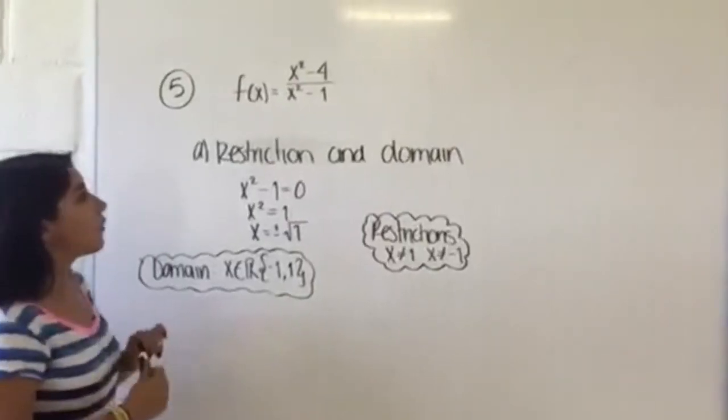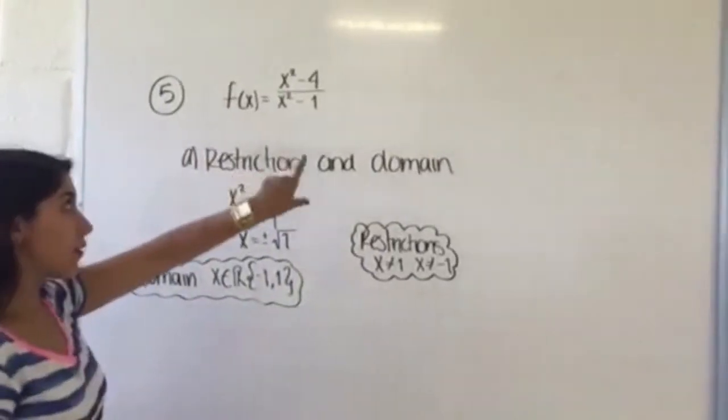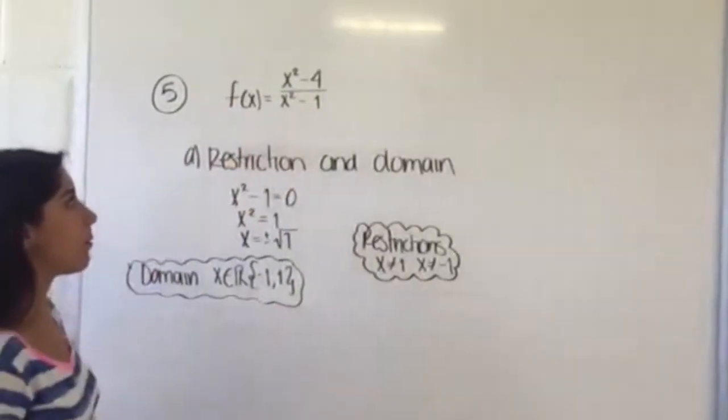Hi, we are team number 5 and we have to solve different procedures to get the answers for the next equation. Our equation is 2 squared minus 4 over x squared minus 1.